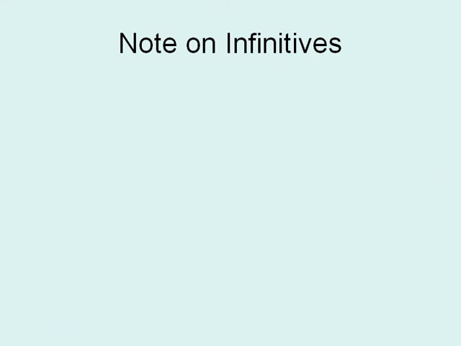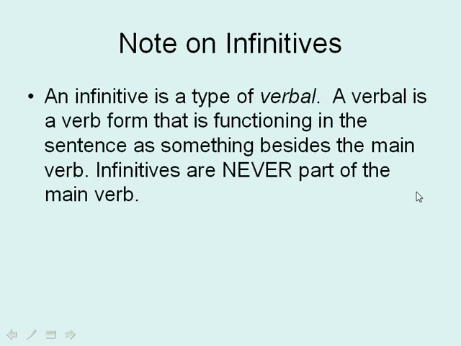Now, here's a little note on infinitives. An infinitive is what we call a verbal. There are other verbals, but a verbal is a verb form that is functioning in the sentence as something besides the main verb. And as such, it is never part of the main verb. And this is where high school juniors and seniors often get confused, because I will give them a sentence.